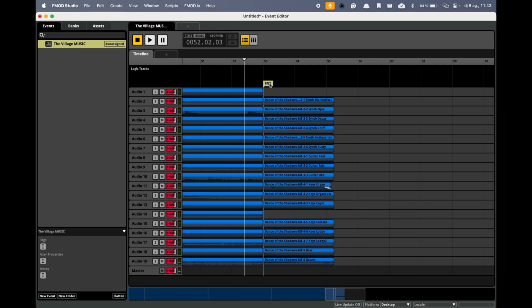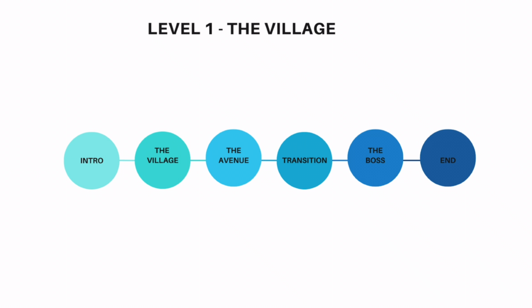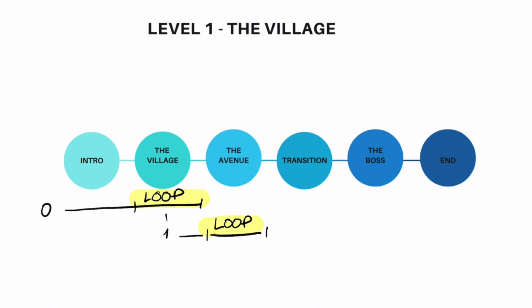We'll need to create a parameter. That's what we are going to control from the video game. Let's see how many we need. Level starts with 0. There's the introduction, and then it happens in the village. That's looping. When the parameter changes to 1, it will jump to the avenue, which will also be looping.